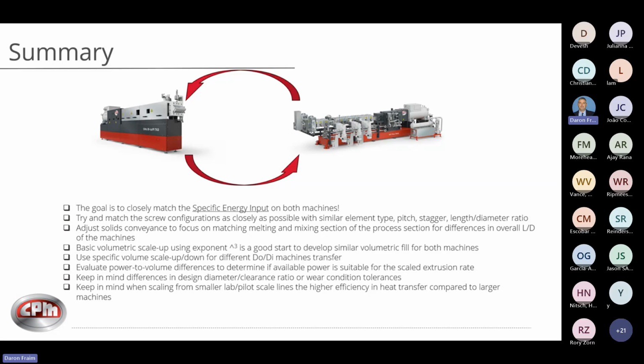specific volume. Look at your power to volume differences to determine if available power is suitable for the scaled extrusion rate. It'll tell you where it's going to operate in the RPMs. Keep in mind differences in design, diameter to clearance ratio, or wear conditions. And again, keep in mind when scaling from smaller lab pilot scale machine to higher, the higher efficiency and heat transfer compared to the larger machine. Again, as you grow that machine size, you become less and less efficient on thermal transfer through the barrel heating.